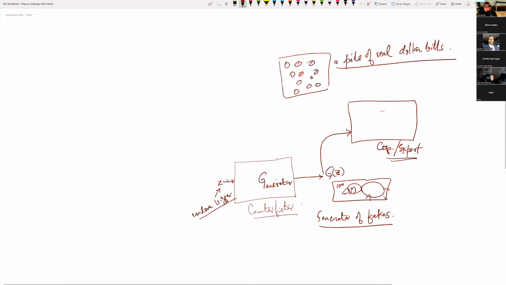And so what happens is, every once in a while, randomly, you feed it either an example of the real data or an example of counterfeit data. And the cop, the expert, has to tell whether it was real or fake.